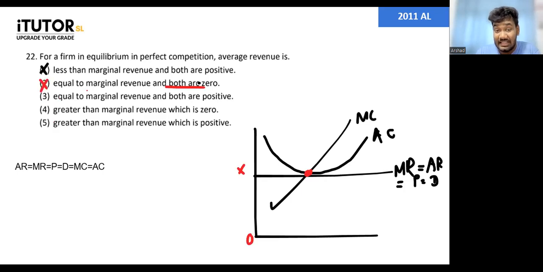Third one, equal to marginal revenue and both are positive. Now that looks correct, no? Average revenue equals marginal revenue, it's positive also. For example, let's say 10. Looks correct, but we look at the others also. Greater than marginal revenue. Is it greater? No, it's equal to marginal revenue. Wrong. Greater than marginal revenue, again wrong. Okay, so your answer is this.